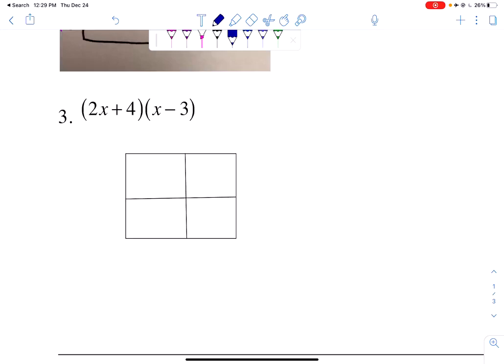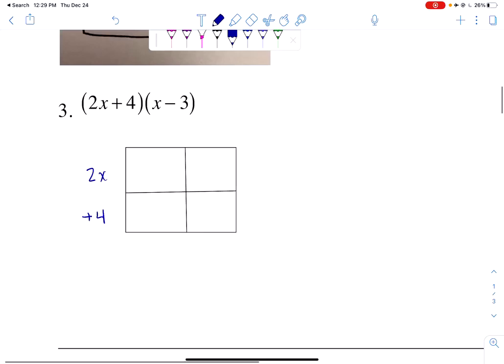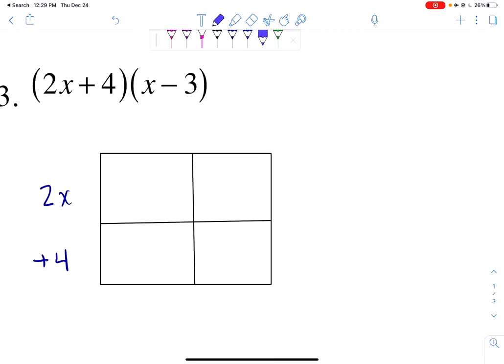So I'm going to put my 2x plus 4 right here. And notice that I'm writing the sign of the number with it. And I'll do my x minus 3 on top.